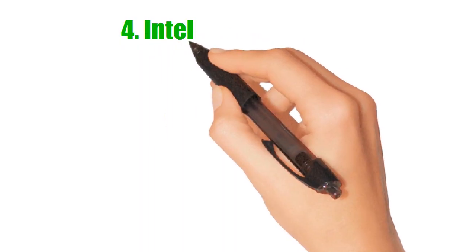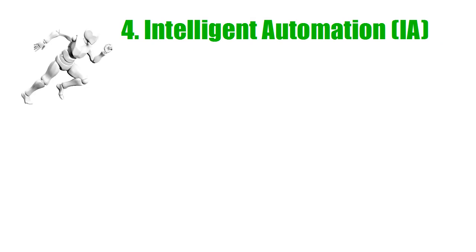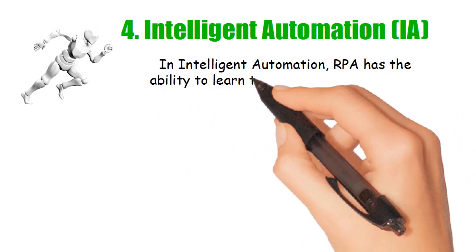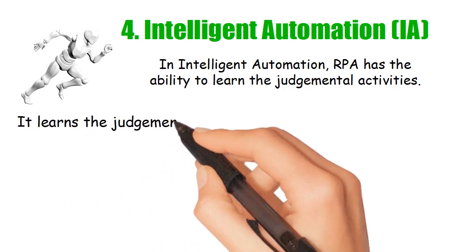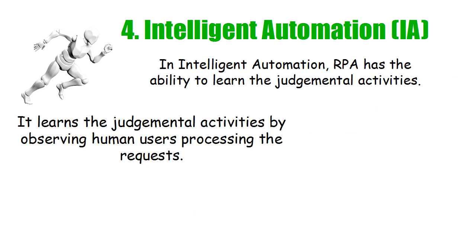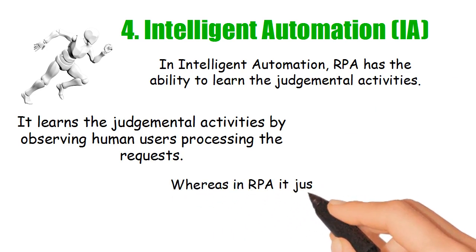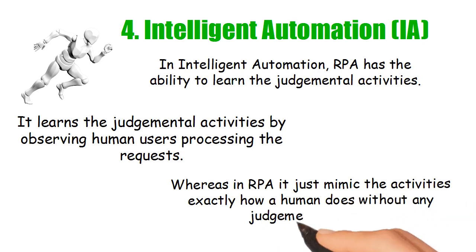Number 4. Intelligent Automation. Intelligent automation is next level to RPA. In intelligent automation, RPA has the ability to learn the judgmental activities. It learns the judgmental activities by observing human users processing the requests. Whereas in RPA it just mimics the activities exactly how a human does without any judgmental ability.